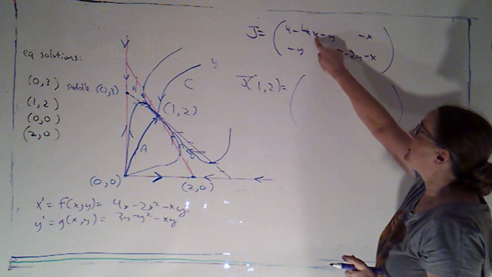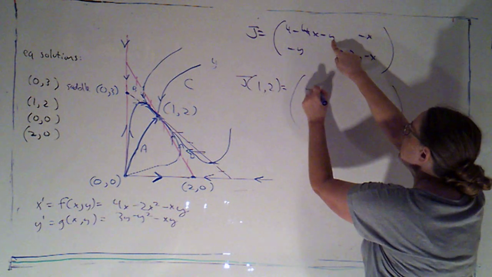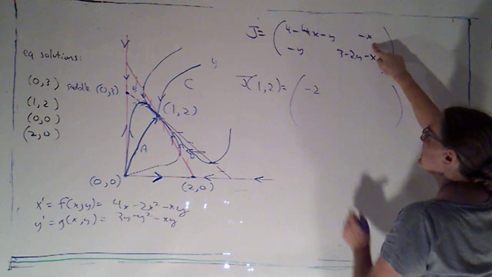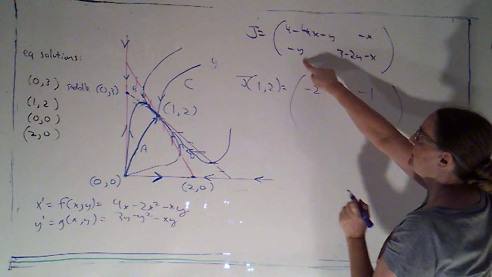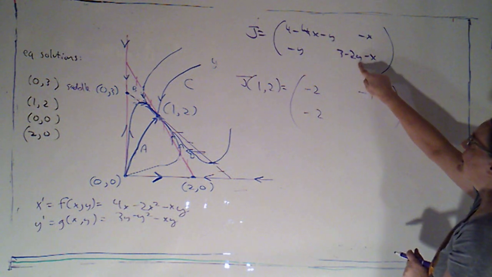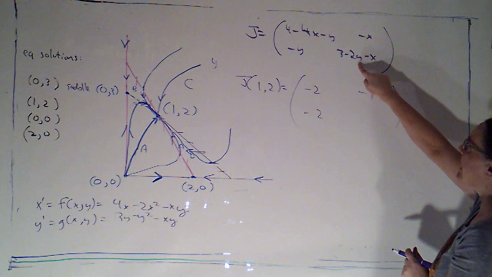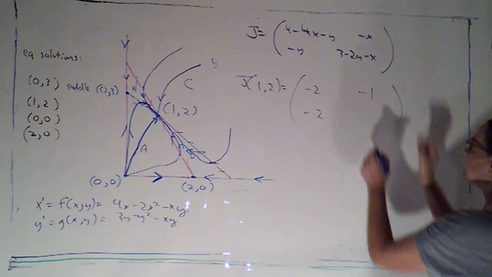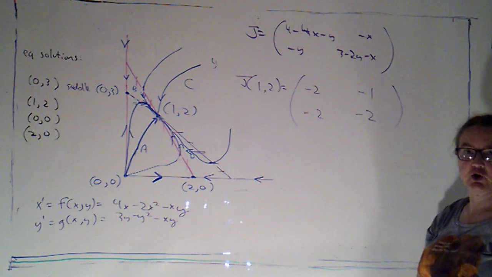going to become 4 minus 4 minus 2 is negative 2. The opposite of x is negative 1. The opposite of y is negative 2. 3 minus 4 is negative 1. Minus 1 is negative 2.